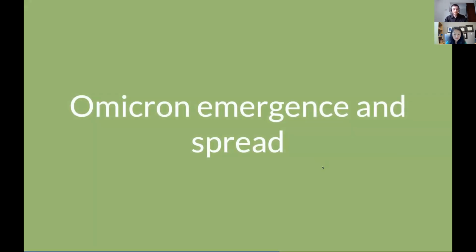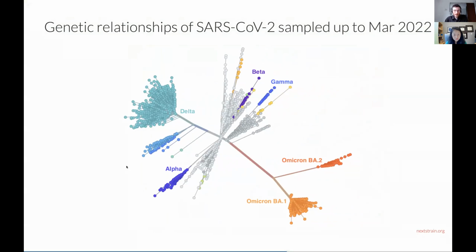Okay, so moving on to Omicron, thinking about its emergence and spread. This is what things currently look like in terms of genetic diversity of circulating viruses, or viruses collected up to this month, up to March 2022. We can see beta, gamma, alpha, the initial variants, and delta here. Importantly, with Omicron, it's quite diverged at a genomic level.